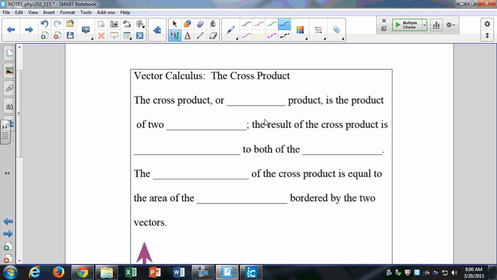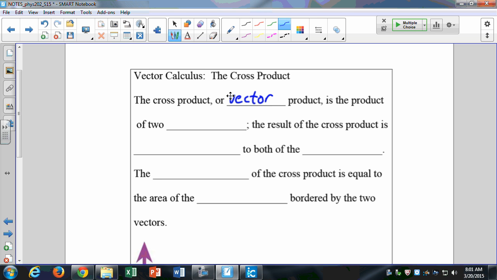All right, let's look at the cross product. We did this last semester when we were doing angular momentum. We're going to see it again here. So just a quick review on what is a cross product. The cross product is also called the vector product. We use this anytime we want to multiply two vectors that are perpendicular to one another, two orthogonal vectors.